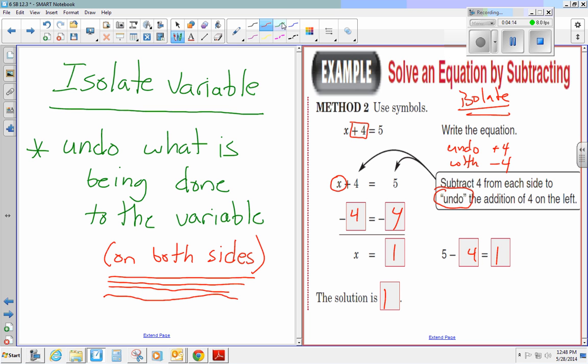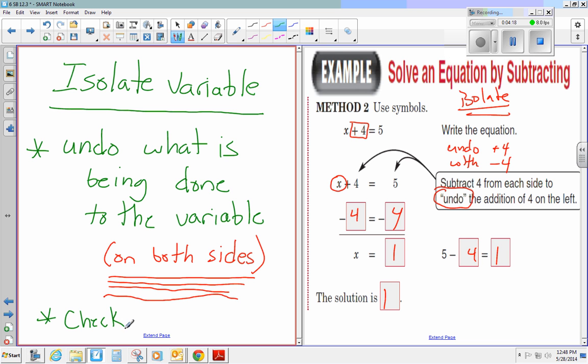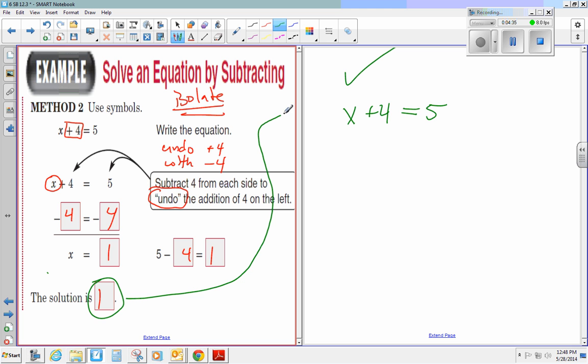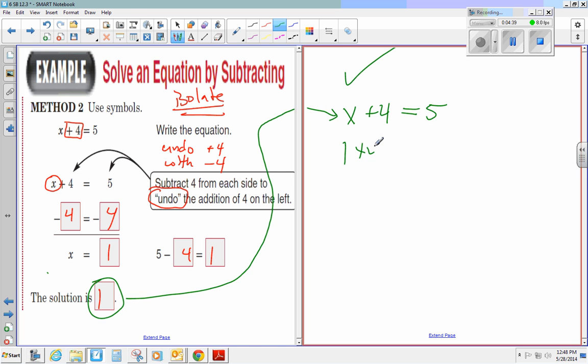And I'm going to add something here for you to then check. If you want to make sure you get a correct answer, you should check. So, when I check, I do x plus 4 equals 5. And I look at what my solution is, and I put it in there. 1 plus 4 equals 5. 5 equals 5, and you're done.